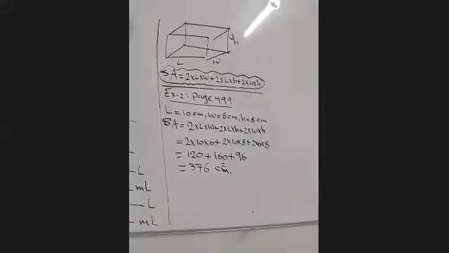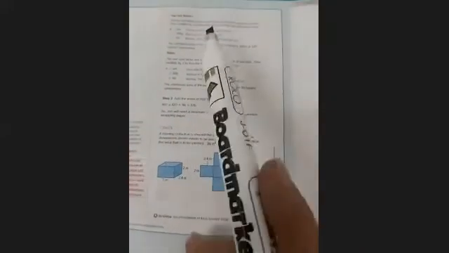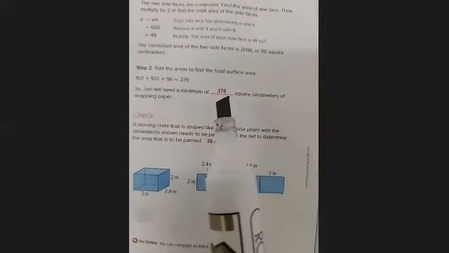This is example 2, guys, page 499. Now let's see the book, how the book did the question. The book makes the net and calculates each face and then adds all the faces, taking a long series of steps until it gets the final answer, which is the same as our answer, 376 square centimeters, okay?